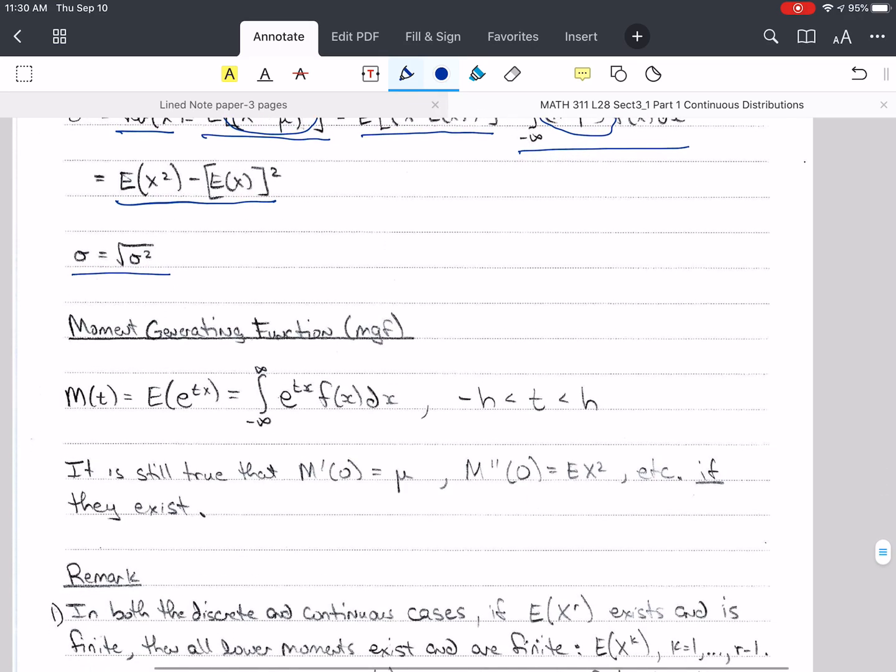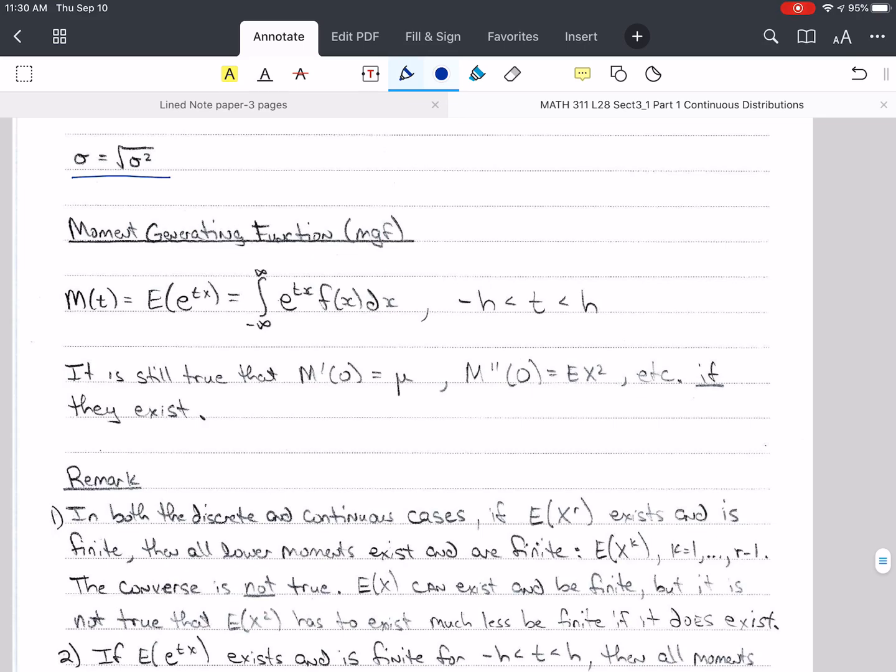The moment generating function, likewise, is very similar to the discrete case. So we have M of t is equal to the expected value of e to the tx. And again, we put e to the tx into our integral in front of f of x dx. And now we have to define t, this range of values for which this is true or converges. And it's still true that the derivative at 0 of the mgf is mu, and the second derivative calculated at 0 is E of x squared, and so forth, if they exist. And that is also a big caveat. We're going to run into cases where they do not exist in the continuous case.